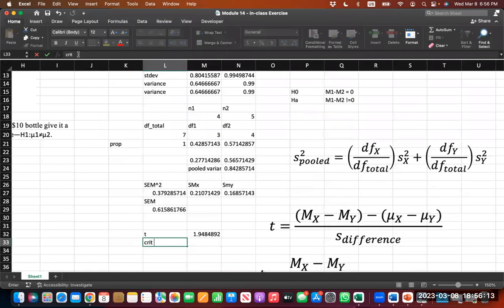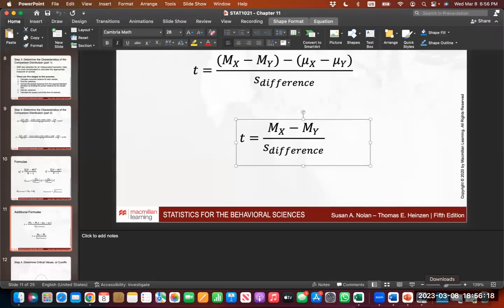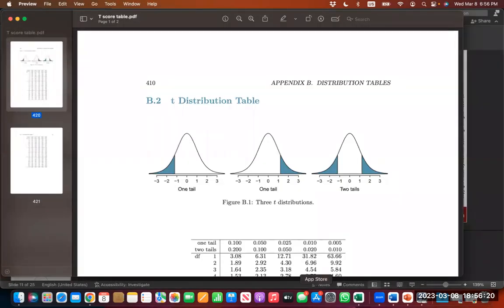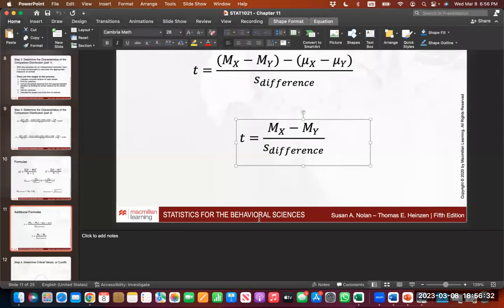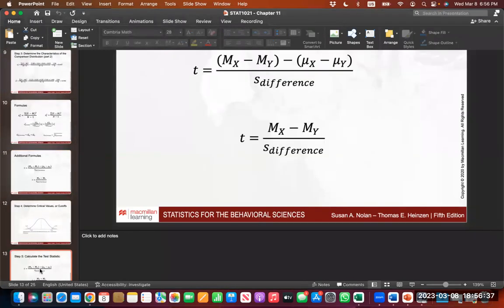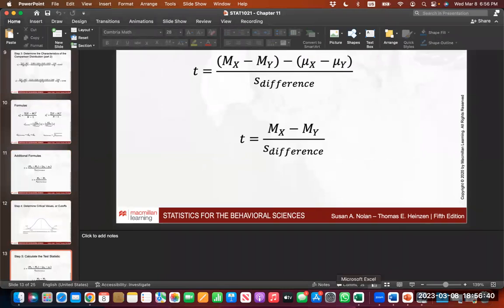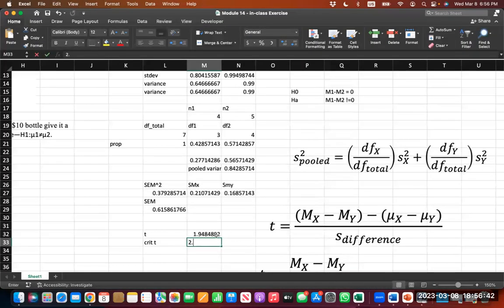If we want to calculate the critical t, we need to read that from the t distribution table. We know our degrees of freedom total was 7. So we know the critical t we're testing against is 2.36. So our critical t is 2.36. So we see already that there's no significant difference between both.